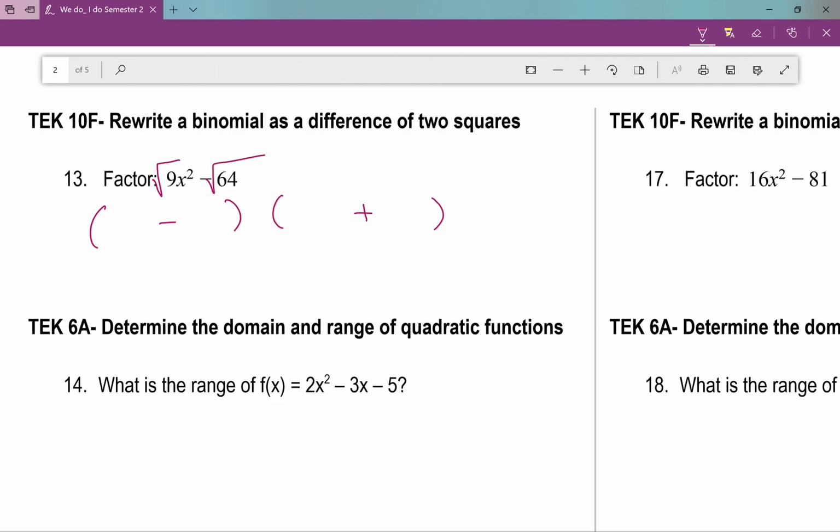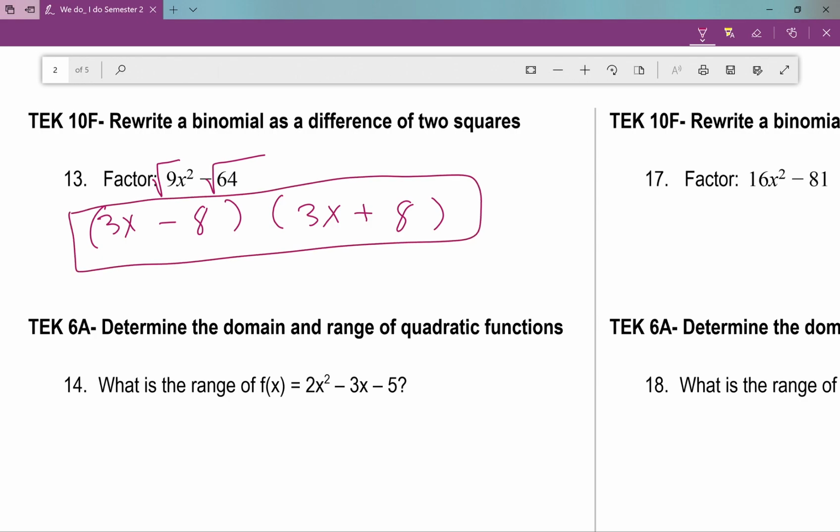The square root of 9 we know is 3, so this becomes 3x on both of them. And the square root of 64 is 8, so this becomes 8 on both of them. That is our answer, this whole thing right here. So if we were to FOIL this out and work backwards, we would get 9x squared minus 64.